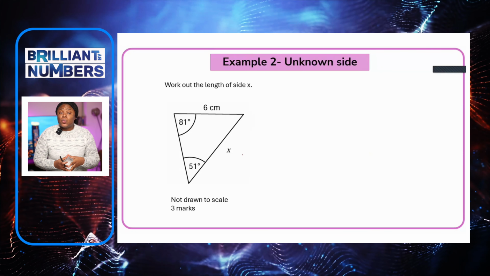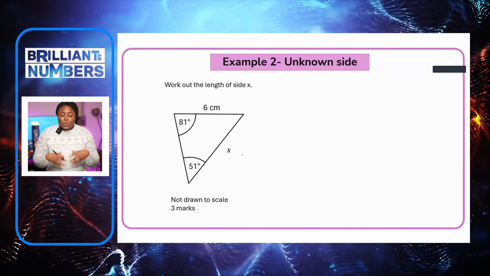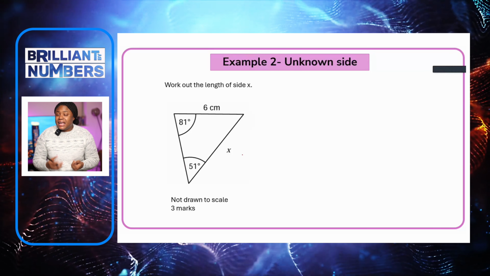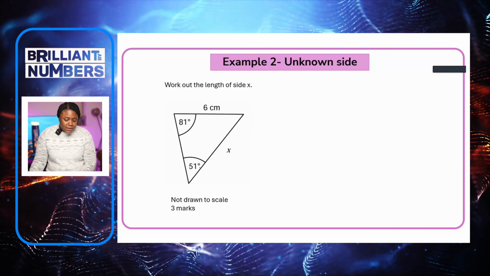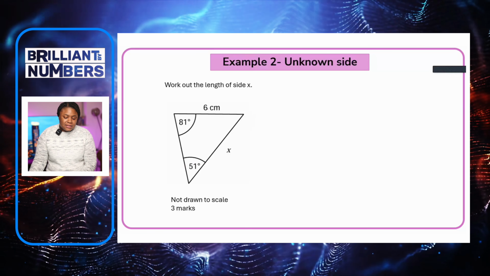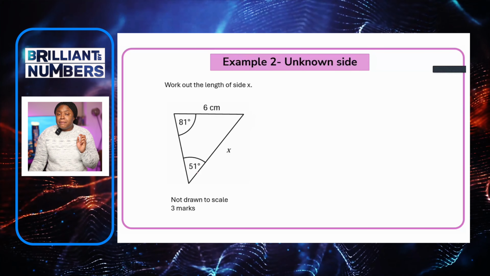but this time we're not going to be using our calculator. We're going to give our answer in the form of a simplified surd. So example number 2. Here we're asked to work out the length of side x. 3 marks. We check, we need to have a matching pair. I can look here on the diagram, I can see that 6 and 51 are the matching pairs.